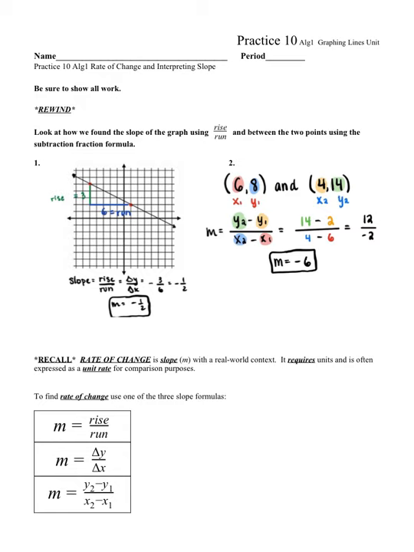This practice 10 worksheet for Algebra 1 is on graphing lines. And we're going to look at how slope connects to or can be referred to as the rate of change. The top examples, number 1 and number 2, discuss the two ways that we have talked about finding slope.